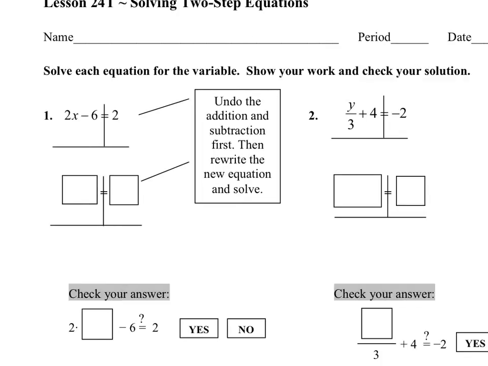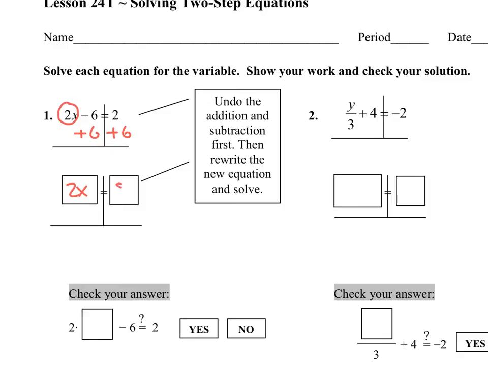Okay, for number one, we have the equation 2x minus 6 equals 2. The first thing I'm going to do is circle my variable and the number attached to it. Now I'm going to add 6 to both sides. When you're solving equations, you follow your order of operations in reverse. So you get rid of all your addition and subtraction first, and then you take care of your multiplication and division. Our new equation is 2x equals, what's 2 plus 6?